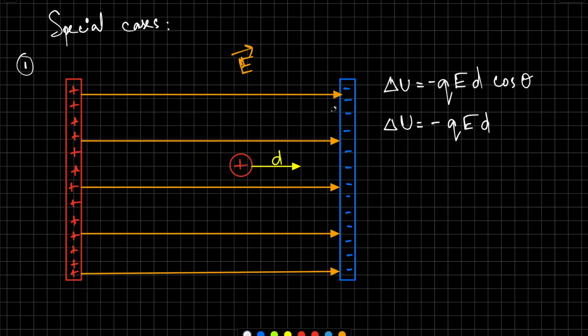From the picture, it is clear that the electric field vector and the displacement vector have the same direction, right? So the angle between them is 0. They're in the same direction. This is E, this is D. The angle between them is 0, and cos 0 is what? Cos 0 is 1, plus 1. So the answer will be QED times 1. So delta U equals minus QED.